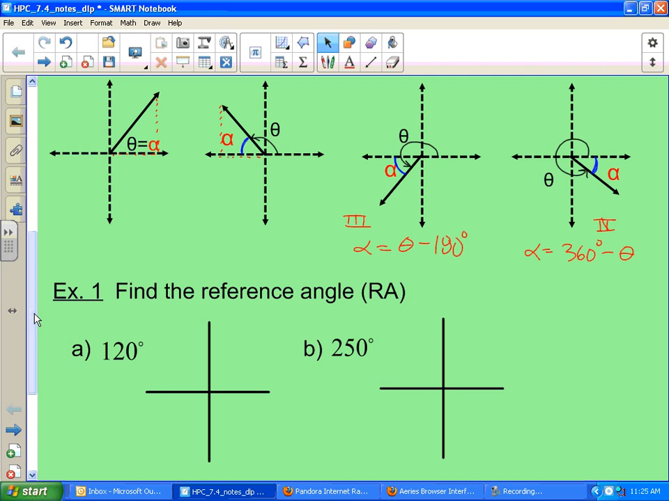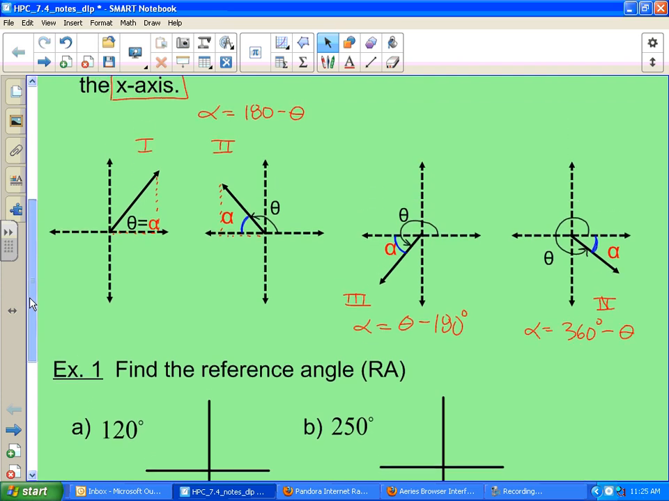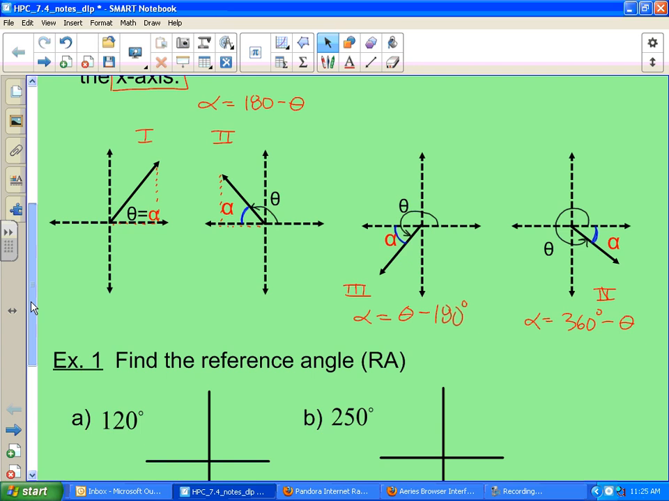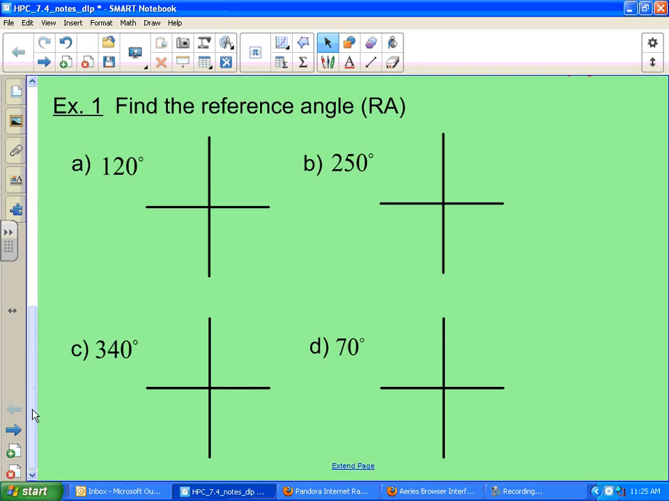We good on those rules? Everyone have that down? Okay. All right. What are the reference angles for these things then? 120 degrees, 150, 250, 340, 70.